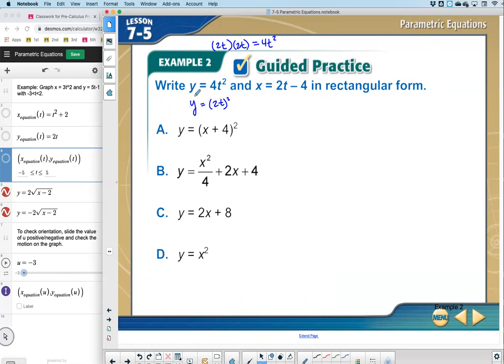So I'm going to rewrite it like this and say, write y equals 2t squared and x equals 2t minus 4 in rectangular form. And I want you this time to solve for the shared 2t. Solve for the shared 2t to come up with your equation. Use algebra. You obviously can use graphing, but I would recommend you use algebra. So don't solve for t, solve for the shared 2t. DOL number 2.